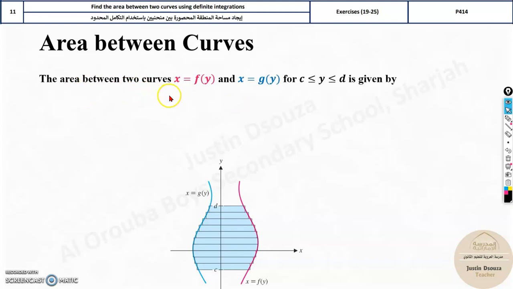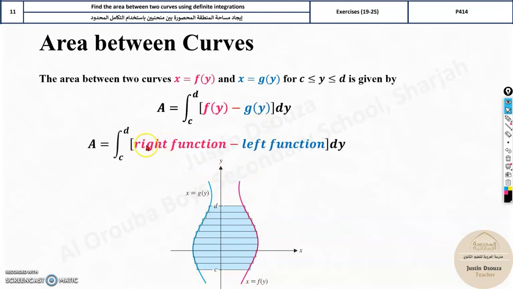To find the area between curves, we have two curves here: x is equal to g of y and x is equal to f of y. One is in pink and one is in blue. The limits are given from c to d. How would you find this area? The area is given by, from the limit, in this case c to d, you need to find the right function, that is f of y, minus the left side. That will give you the answer. It's basically the right function minus the left function in simple terms.